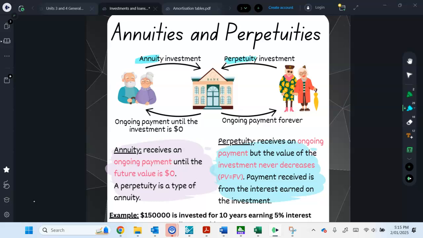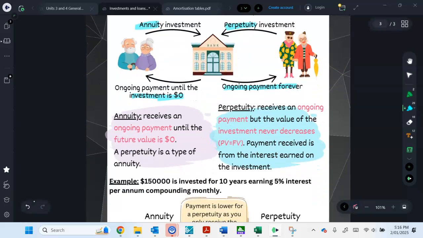All right, so the main difference between the two: you get an ongoing payment from both of them, but in an annuity, you get that ongoing payment until your investment is $0, so until all the money has gone. Whereas with a perpetuity, you get an ongoing payment forever. So if you started off with $100,000, you never go below that $100,000. You basically only get the interest back. So that $100,000 is earning interest, and that's what you might live off, or that's what a school might use to fund a scholarship, things like that.